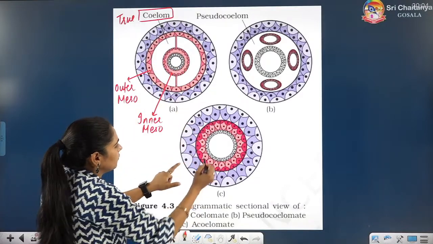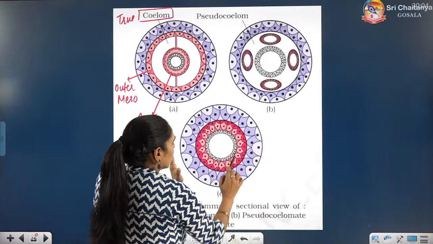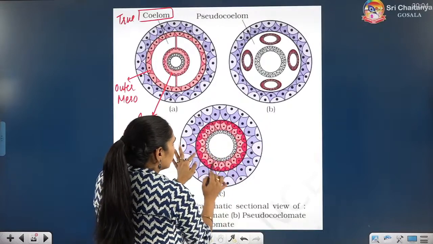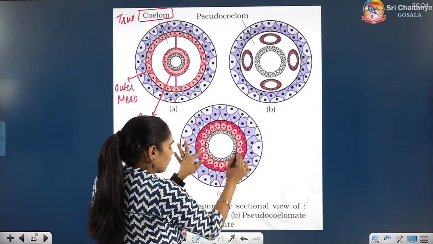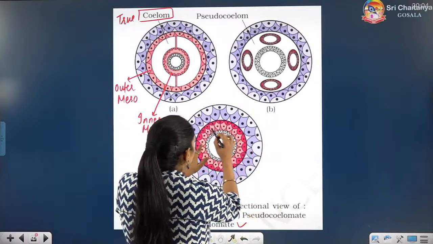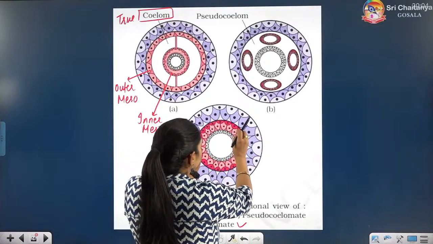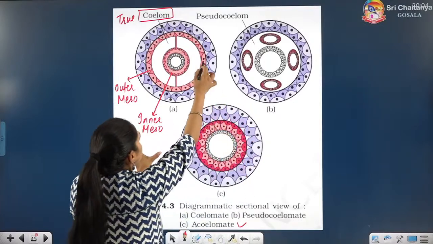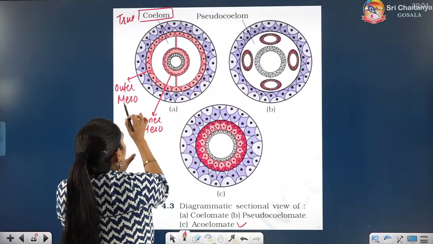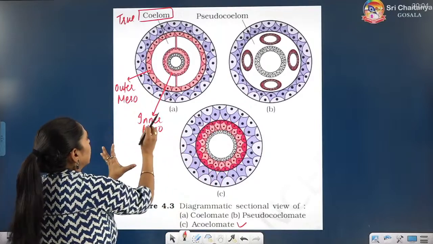So actually if you will see a triploblastic organism, it will look like this. Mesoderm is there, but coelom is not there. So this can be the case of acoelomate Platyhelminthes. Here you cannot see any space in the mesoderm, but when this mesoderm splits into 2 parts, it will make 2 layers, outer and inner mesoderm.